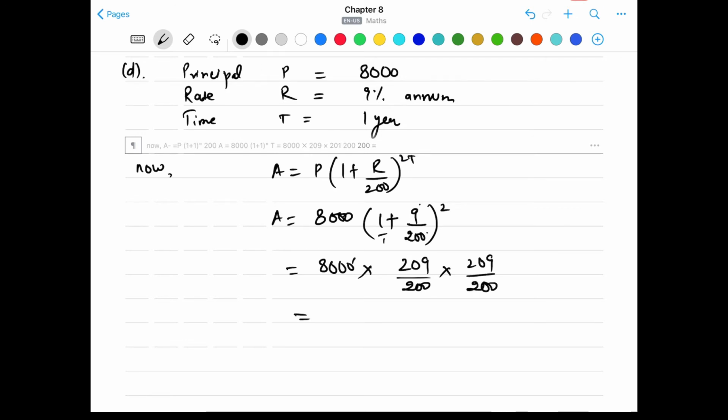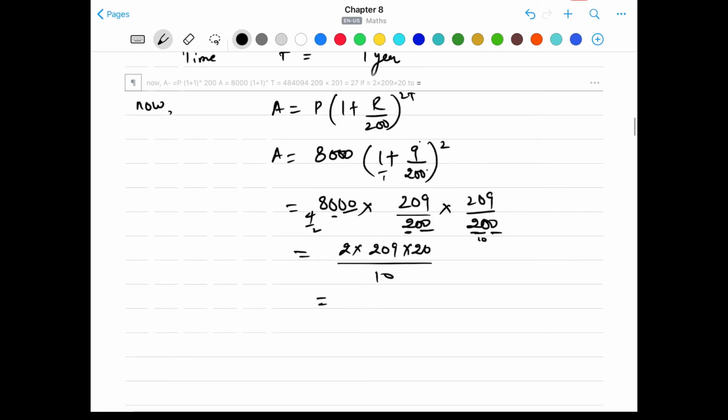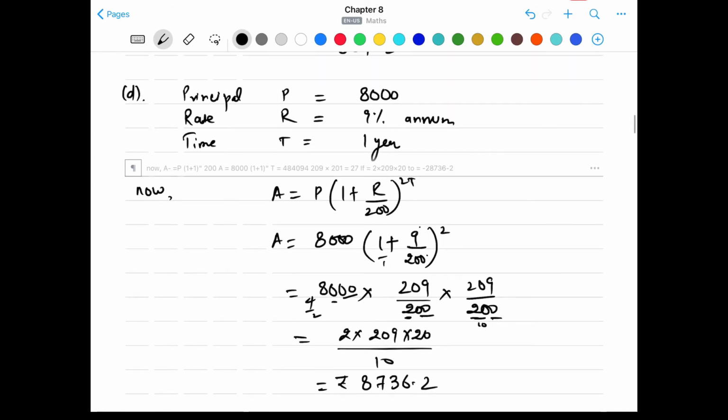When you solve, these two zeros from here will be cancelled by the two zeros here, this another 0 will cancel the 1 0 from here, and this 2 will give us 4 here, another this 20 will give us 10 here and 2 here. Okay, so what we are left with is 2 into 209 into 209 divided by 10. Okay, and when you solve this whole, you will get the result as 8736.2. Okay, so that is the amount after the 1 year.